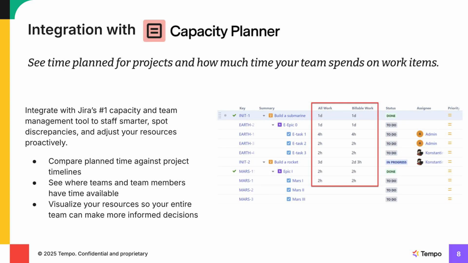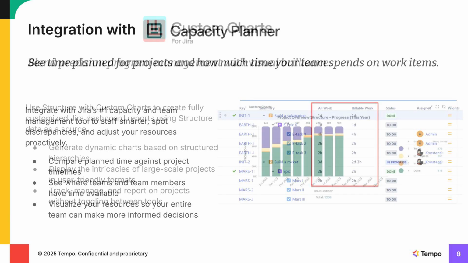Next, we have Structure and Capacity Planner. Integrate with Jira's #1 capacity and team management tool to staff smarter, spot discrepancies, and adjust your resources proactively. Using these tools together, you can compare planned time against project timelines, see where teams and team members have time available, and visualize your resources so your entire team can make informed decisions.